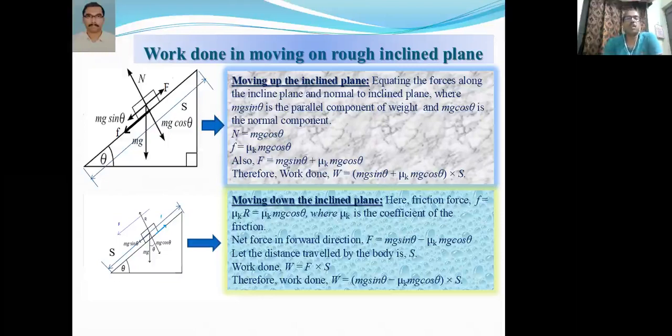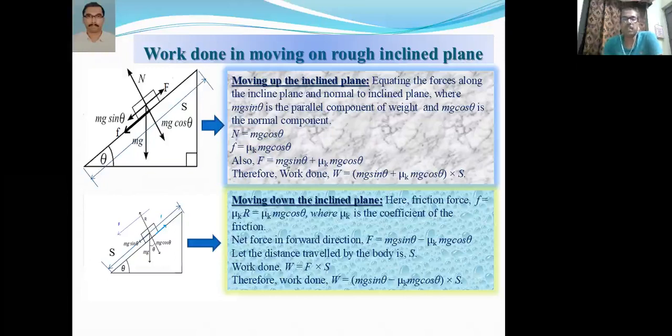So what is the work done? Work done is force into displacement. So it is equal to (mg sin theta plus mu k mg cos theta) into the displacement s.